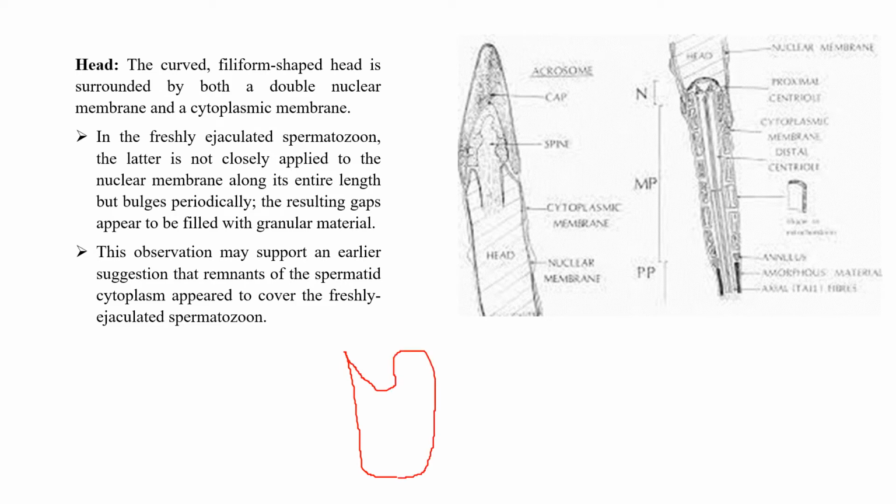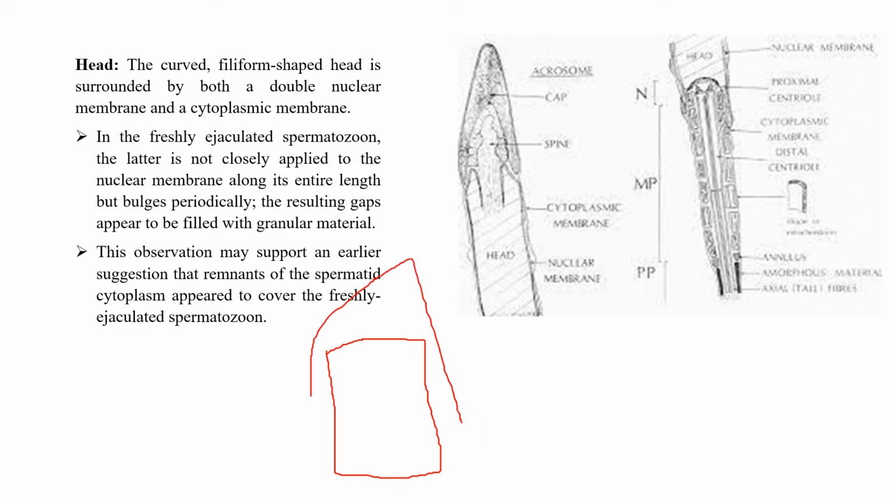It will be like this. Head of the cock will be like this. Okay. Above you will find a cap of acrosome like this, and the axis of the acrosome, sorry, the acrosome. Fine, a spine of the acrosome will be there. And this part is the head now.